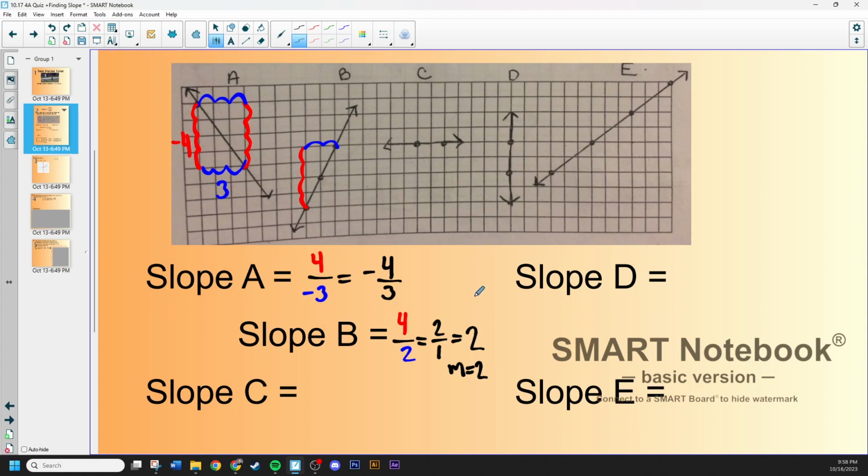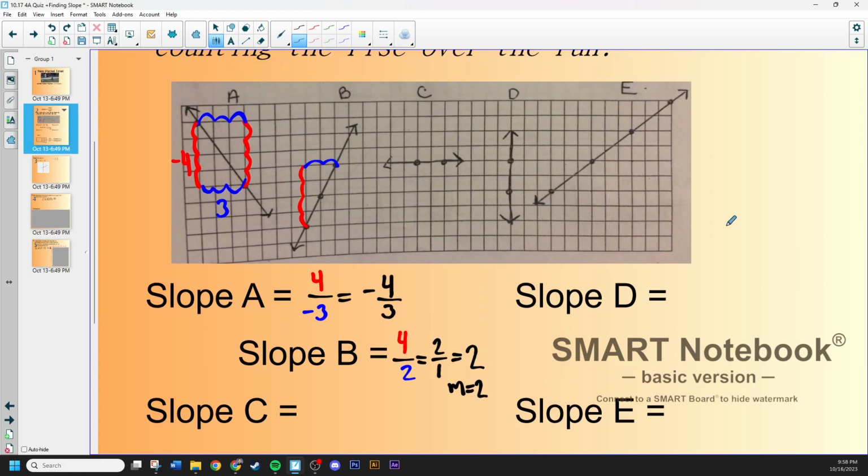All right, I'm just going to do E real quick because it's the most similar to what we've been doing. We're going to go up 1, 2, and then we're going to run 1, 2, 3. So that's just going to be 2/3. I think I had this one in here to show simplifying. I'm not sure. But basically, it's just 2/3. That's pretty simple. All right, let's talk about these other two.